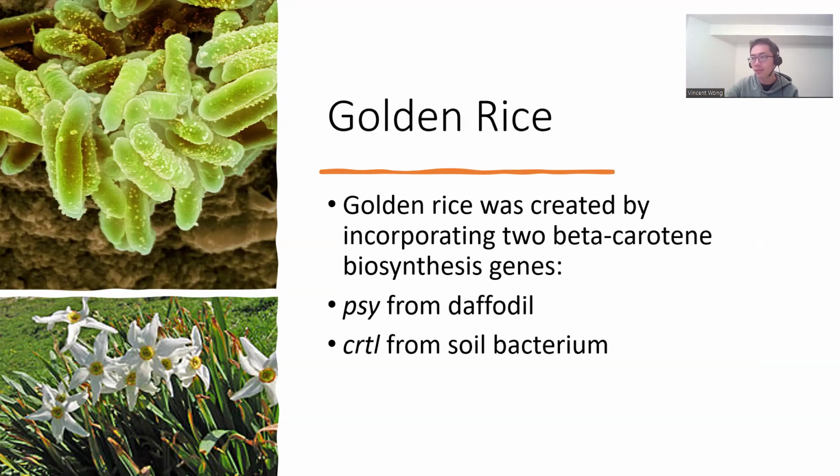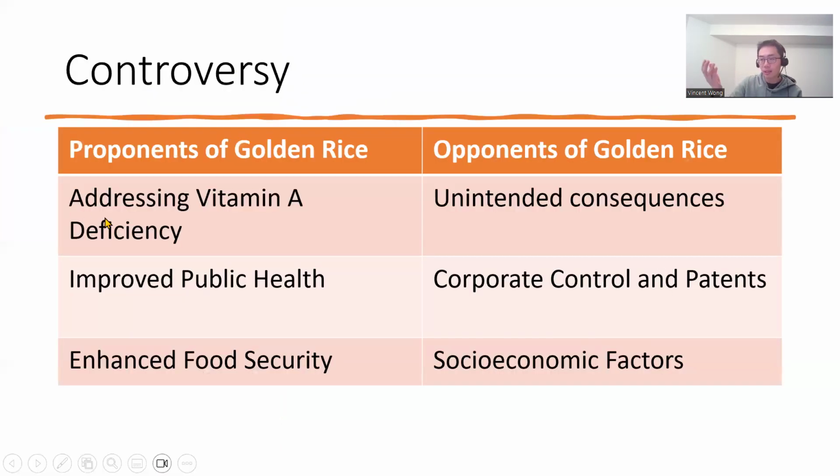Okay, so the rice is very useful in combating the vitamin A deficiency because now you just have to eat the rice. It's easy to ship the rice to these places, and in a lot of these countries where vitamin A deficiency is a serious problem, rice is a staple food for them. Yeah. So the proponents of golden rice, people who support the idea of golden rice, say that it addresses the vitamin A deficiency problem, it improves public health, and it also enhances food security.